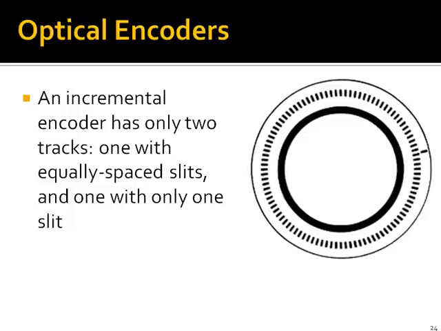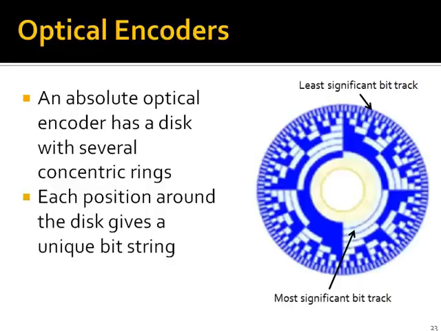This type of optical encoder is called an incremental optical encoder because in order to determine the rotation, we have to count up the number of slits that have passed by counting up the number of pulses of light received by the optical sensor. Another type of optical encoder is called an absolute optical encoder.